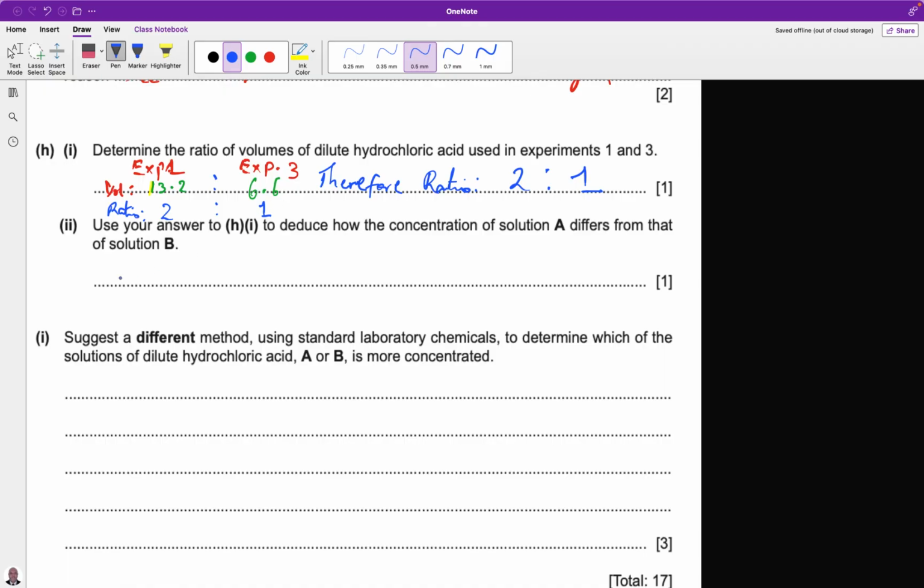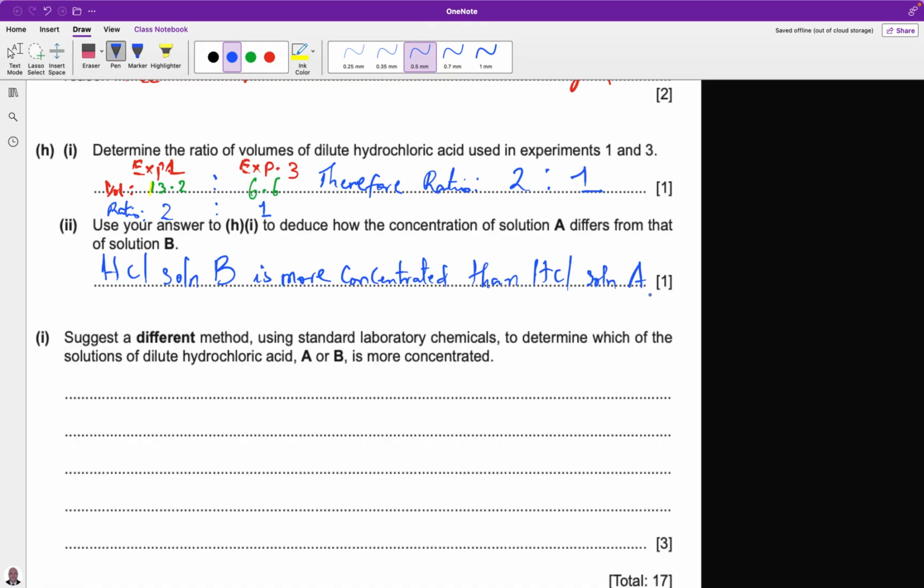So in this case, we can conclude that hydrochloric acid HCl solution B is more concentrated than HCl solution A. So we now say hydrochloric acid solution B is more concentrated than hydrochloric acid solution A.